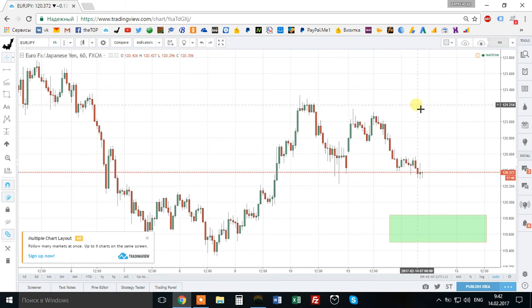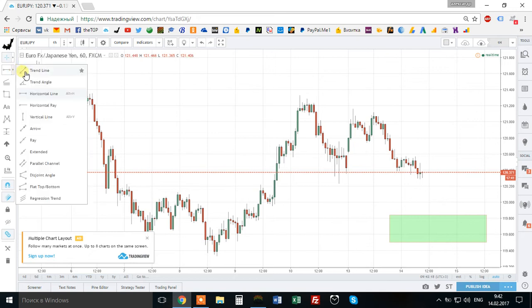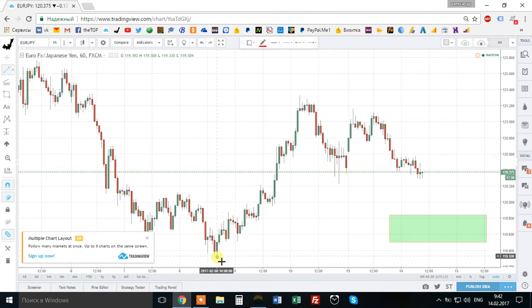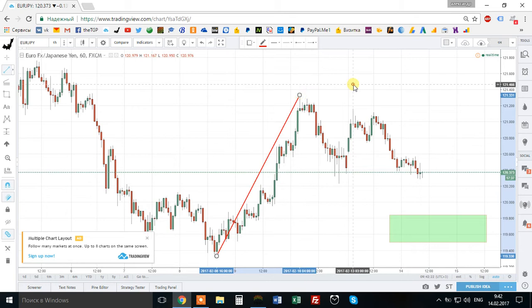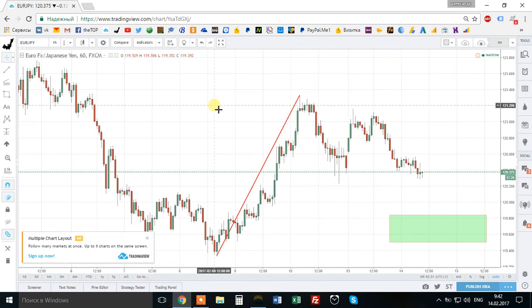Okay, what are advanced pattern formations start from? We first need an XA leg. An XA leg should be either an impulse leg or an anchor leg. What is an impulse leg? This is the movement that is mostly straight without very deep retracements within.